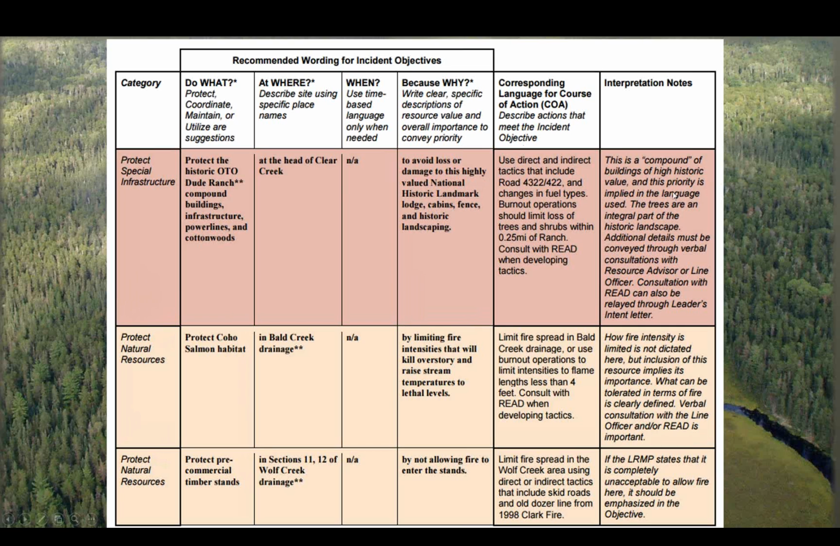And then there's some more corresponding language here to help you get some context as to why this specific incident objective was written the way it was. So we gave some corresponding course of action language and then some interpretation notes. And this document is about 3 pages with about 15 or 20 examples of how to write better objectives. And so it's a good thing to take a look at and see if it can help you out this summer. You can find it at this place on our website, or like I said, it's at the link provided.